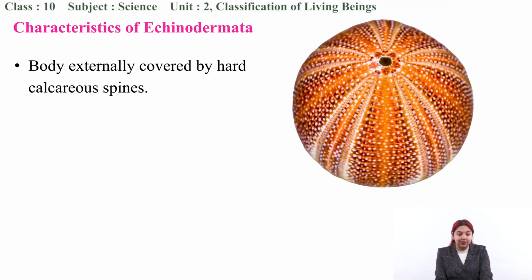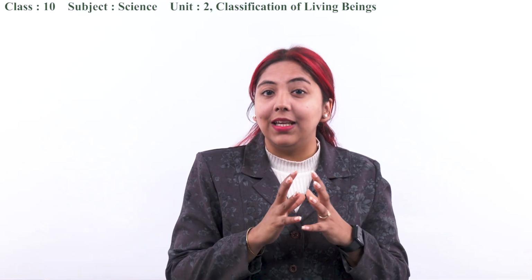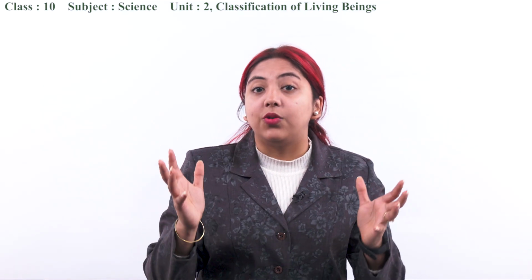The first characteristic we just saw is that their body is externally covered by hard calcareous spines. Calcareous spines are spiny structures made up of calcium carbonate, and they form part of the exoskeleton. Now what is an exoskeleton? I taught you about this in a previous class as well. Yes, it is the skeleton that is present outside the body.